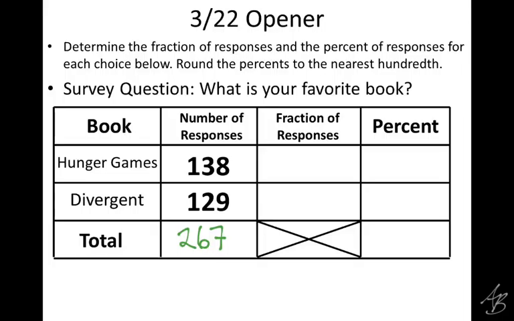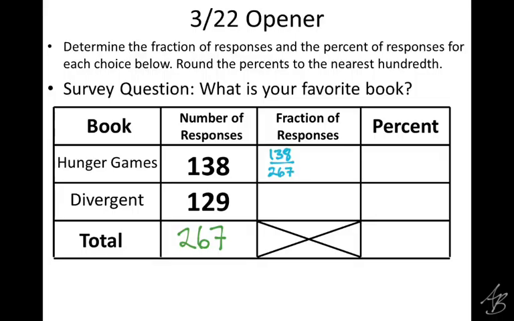267. Okay? Now that I have the total number of votes, how am I going to write the fraction of students that said Hunger Games was their favorite book series? Yeah, we take the fraction of students that said Hunger Games was their favorite, divided by the total number of students that voted, and we get 138 over 267.